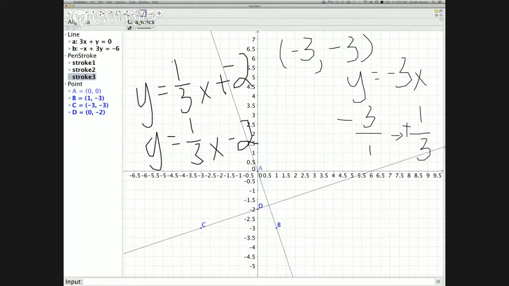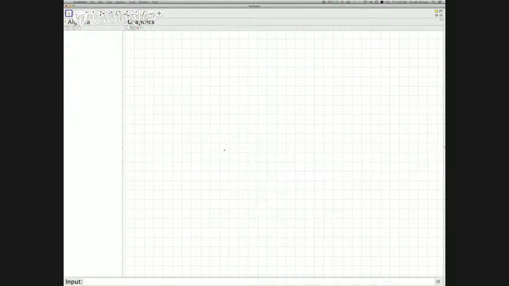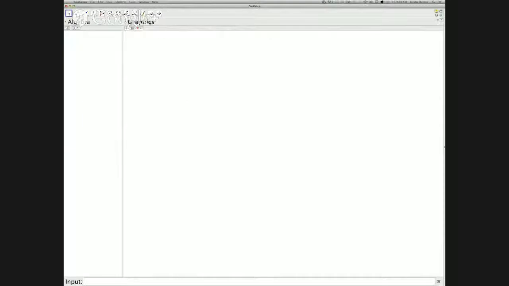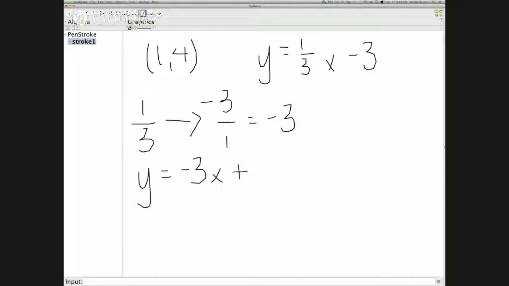So now I will do one last algebraic, and then check for questions. All right, we want to go through (1, 4), and we want to be perpendicular to y equals 1/3 x minus 3. Okay? So 1/3 is my fraction. The reciprocal of that is 3/1, and the opposite is you make it negative, which is just -3. So my equation is y equals -3x plus b.